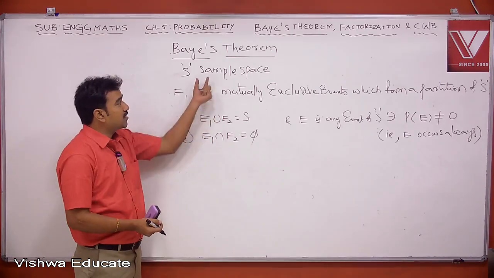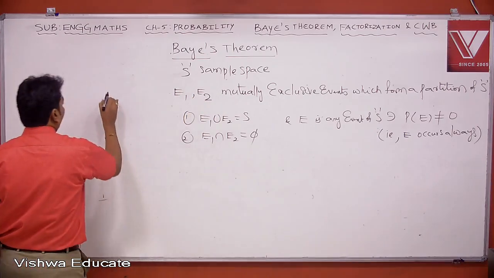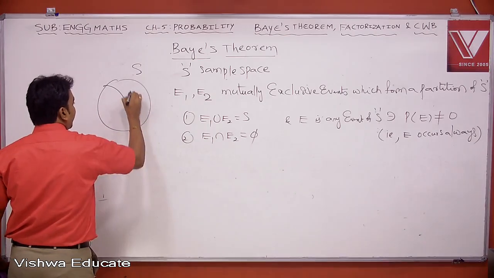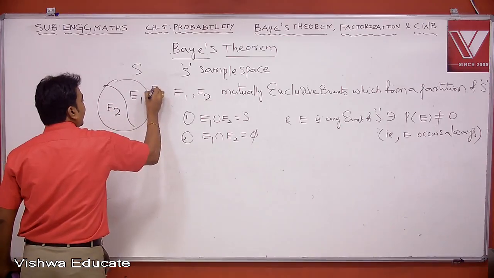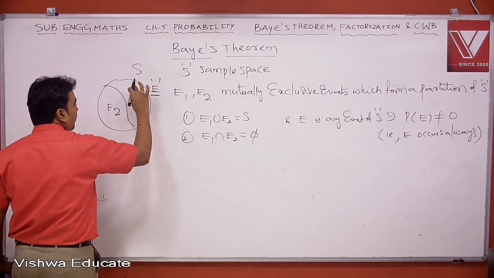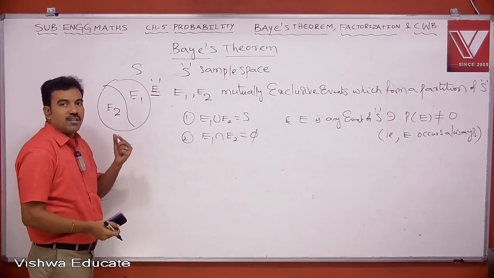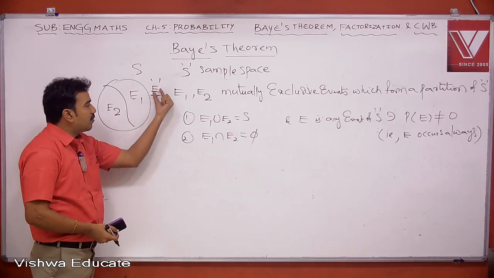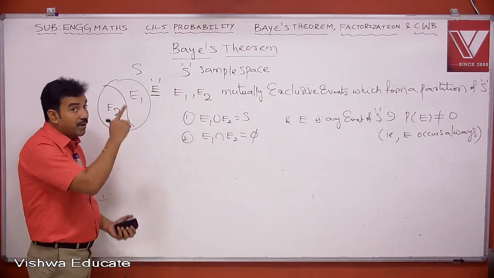But what is the original sample space? S. So here S is divided into two parts. This is my sample space. Suppose this is my E1, and this is my E2. So E is an event of S. That means this must occur from either E1 or E2. Now what I discuss is the probability that this E is occurring from E1, or the probability that E is occurring from E2. That will be described by Bayes' theorem.